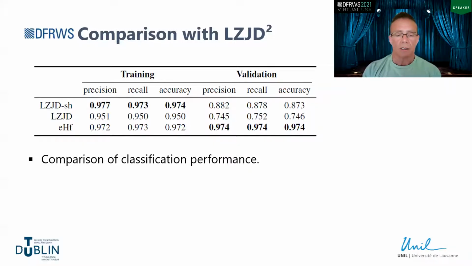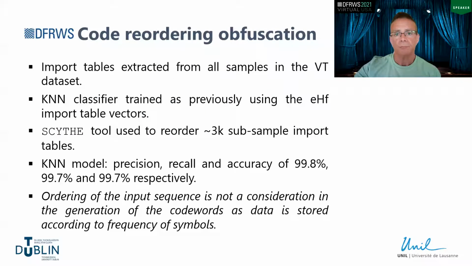Just to put in a note there, I didn't do any parameter tuning or dimension reduction or anything like that in terms of the LZJD. So if we did spend a bit more time on that, the results might have been different in terms of performance for the LZJD. But again, this was used to evaluate EHF as a viable method of classification for malware.